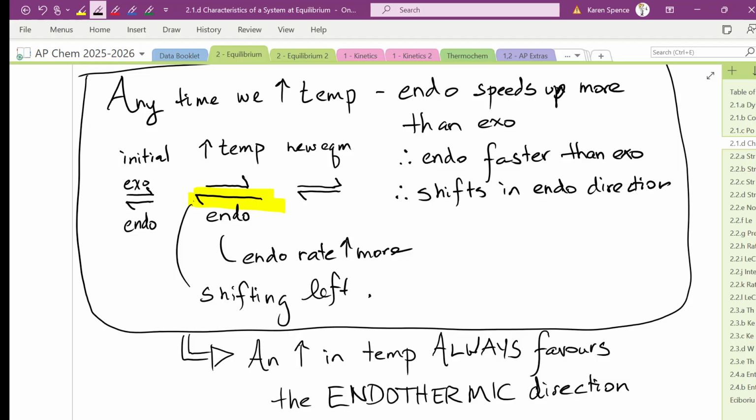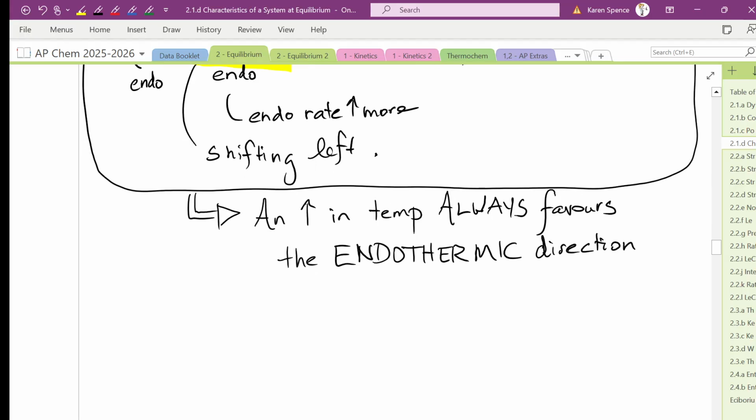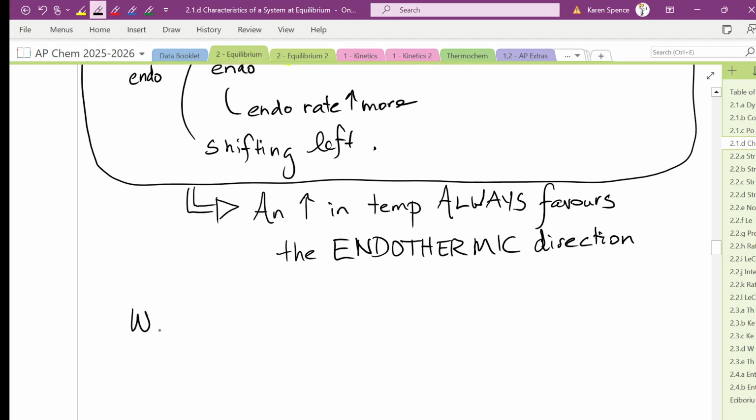It's the same except for the opposite. The endo will slow down more. Well, let's write a little bit of it, okay? When we decrease temperature, the endo slows more.